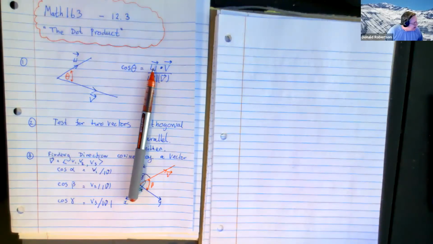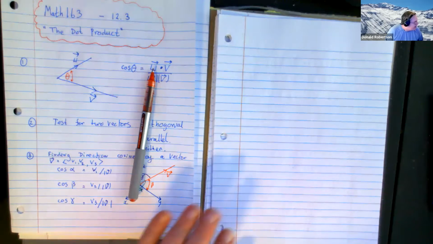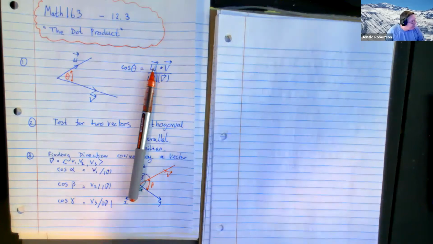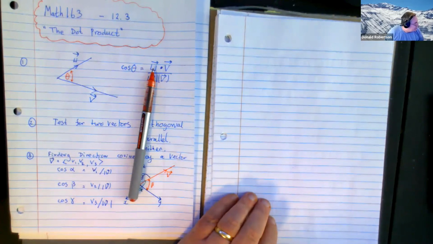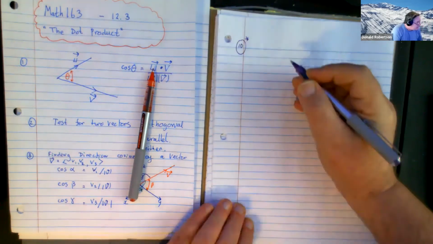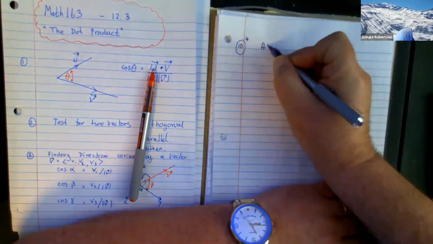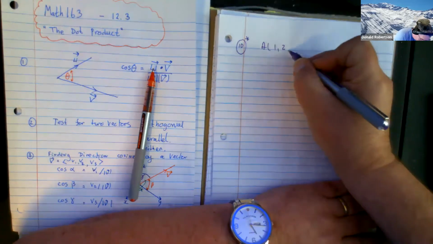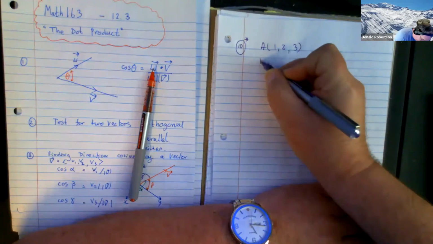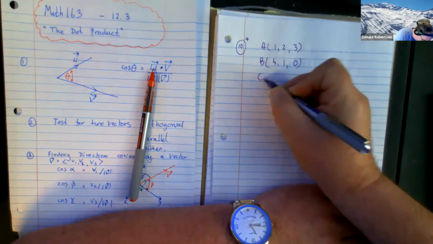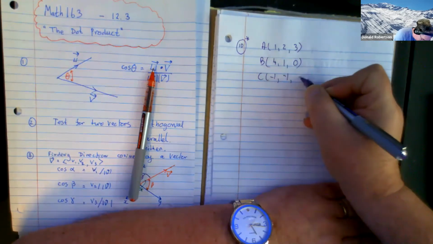So here is a question connected to that, finding angles between things. But this time we are going to be given the coordinates of 3 points. And I'm actually going to do a question that involves them. I'll try to find one. Question 10 is an example of this. Let's have A be 1, 2, 3. B is 4, 1, 0. And C is -1, -1, 2.